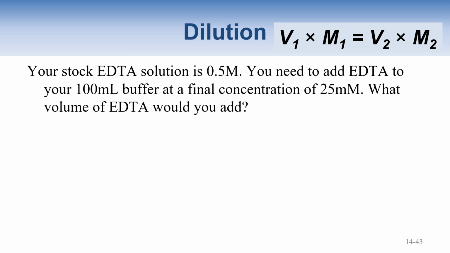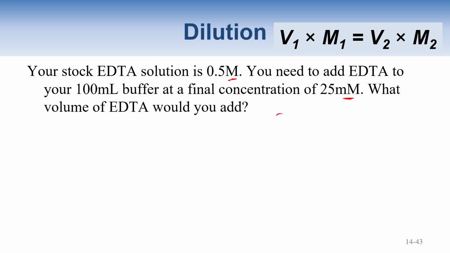Your stock EDTA solution is 0.5 molar. You need to add EDTA to your 100 ml buffer at a final concentration of 25 millimolar. What volume of EDTA would you add? Well, the first thing that we have to do is agree upon a unit. So we have this and this that conflict. So we either convert both to millimolar or both to molar. So what I'm going to do is convert it to molar.